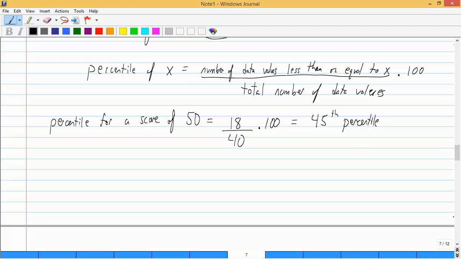Alright, so we found the 50th percentile a few times. The percentile's 25, so the 25th percentile has another name. It can be called the 25th percentile, but it can also be called the first quartile.